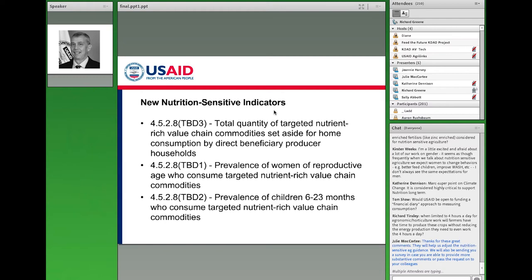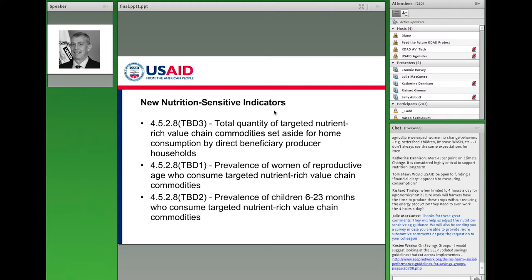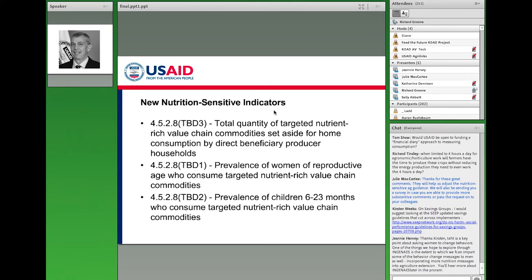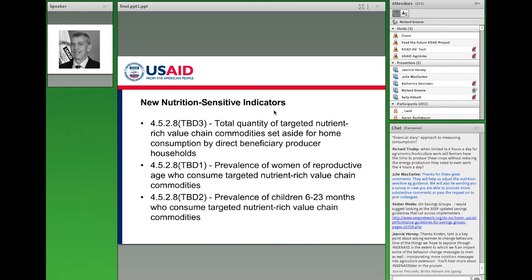And related to this, we have some new indicators that our M&E people developed, three indicators in particular, and it's on your slide. Number one, the total quantity of targeted nutrient-rich value chain commodities set aside for home consumption by direct beneficiary producer households. Two, the prevalence of women of reproductive age who consume targeted nutrient-rich value chain commodities, the ones we're promoting in our program. And three, the prevalence of children 6 to 23 months who consume targeted nutrient-rich value chain commodities.